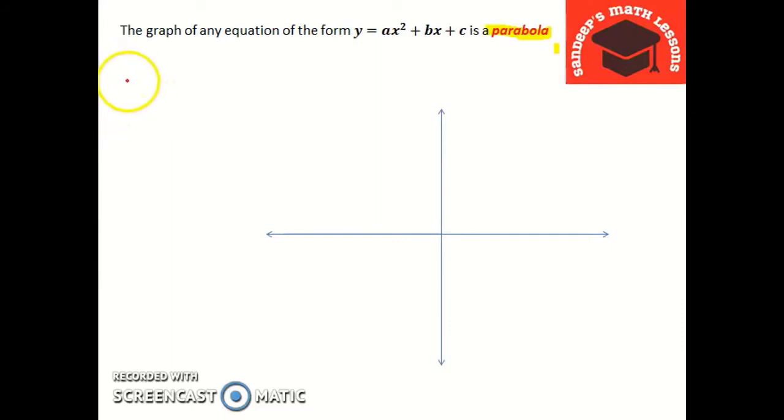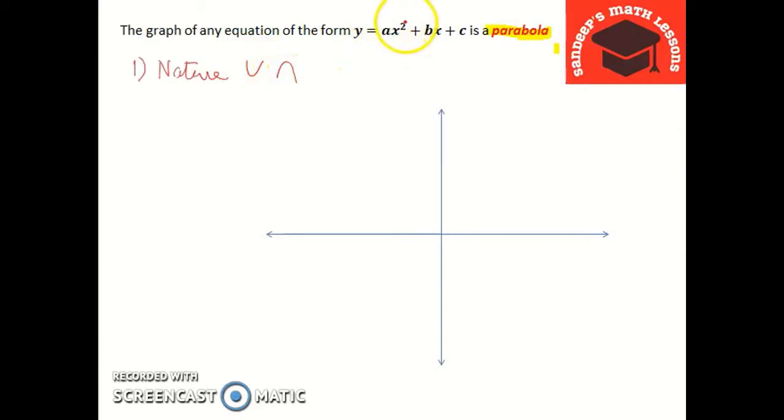Now I will show you 3 steps in which you can sketch the graph. The first step is to find the nature of the graph. By nature of the graph, I mean whether the graph opens upward or downward, whether it is U-shaped or N-shaped.